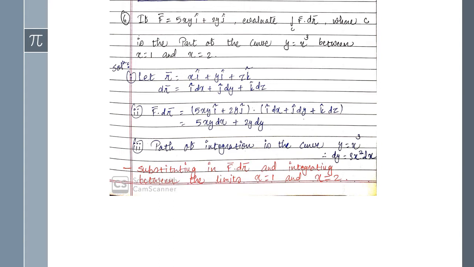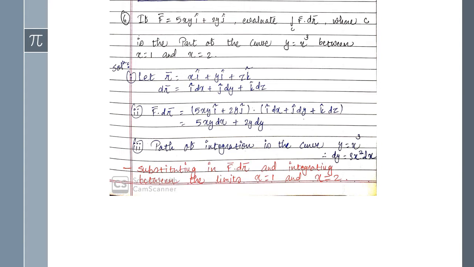From the equation you can see that the limits are given in x form. It means you are putting the limits of x, so you need a function in terms of x only. Then and only then you can put the limits of x. So from this curve you have to convert this whole equation, that is f dot dr, into x form.